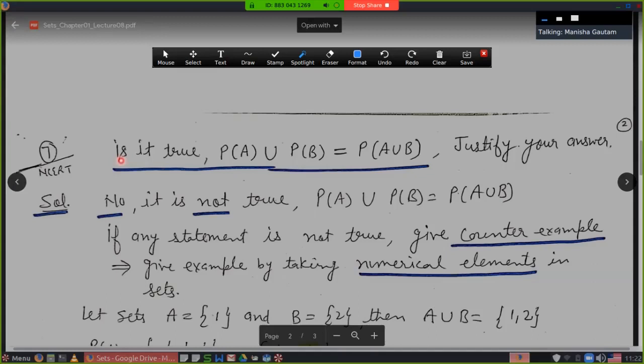It is written: is it true that power set of A union power set of B is equal to power set of A union B? You have to check whether it is true or false. If it is false, then you have to justify your answer. If it is true, then you have to prove it, as I have done in a previous question. Now here is the question, whether it is true or false.